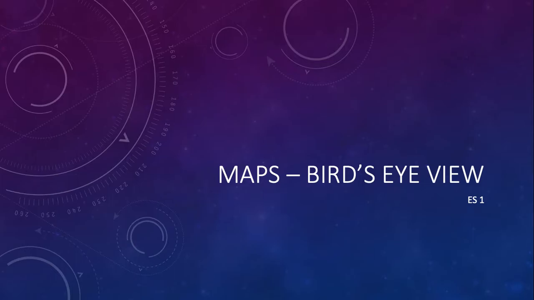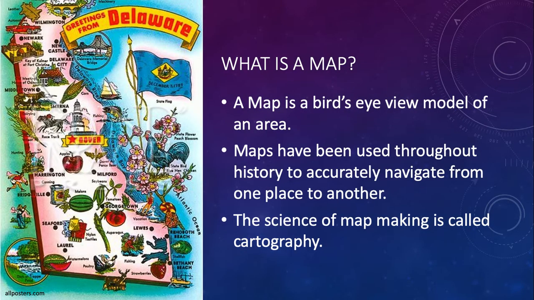Video version of the slideshow for the notes on maps. Bird's eye view. What is a map? A map is a bird's eye view model of an area. Maps have been used throughout history to accurately navigate from one place to another. The science of map making is called cartography.